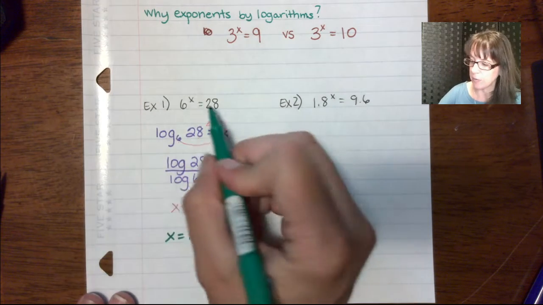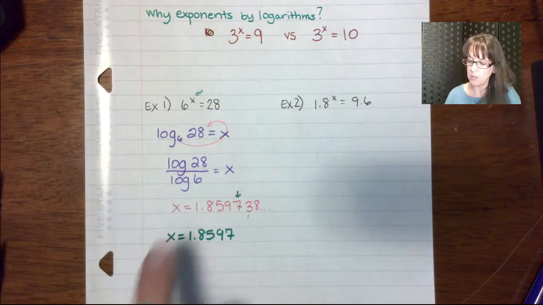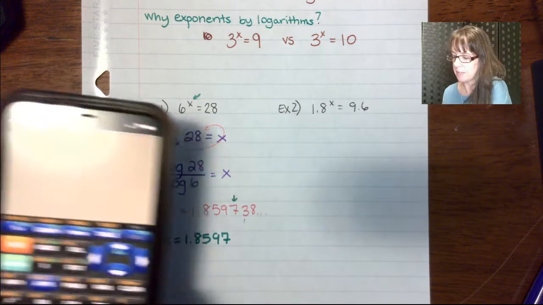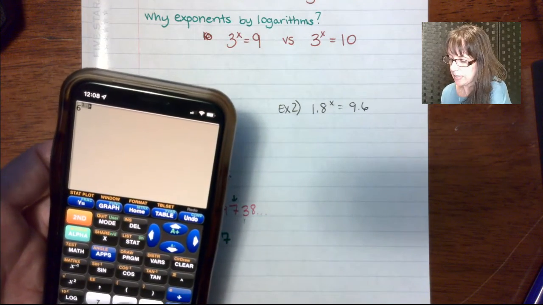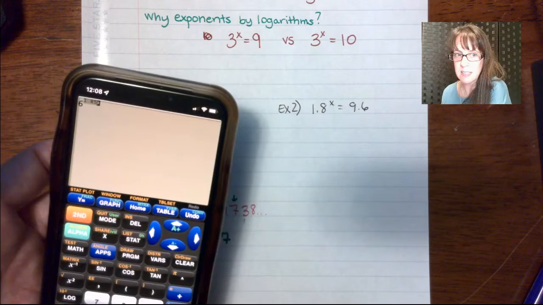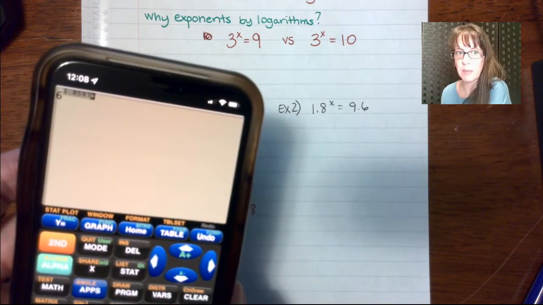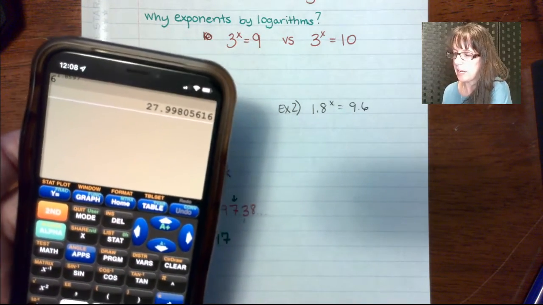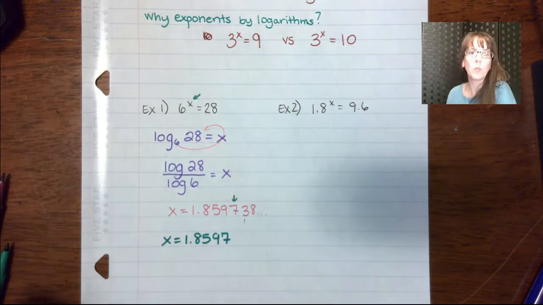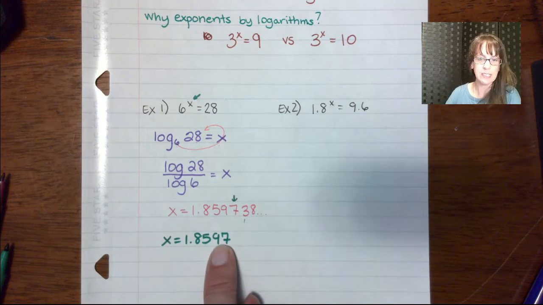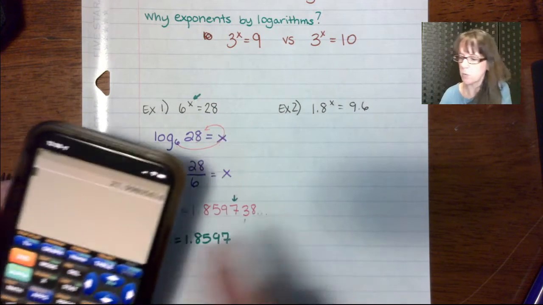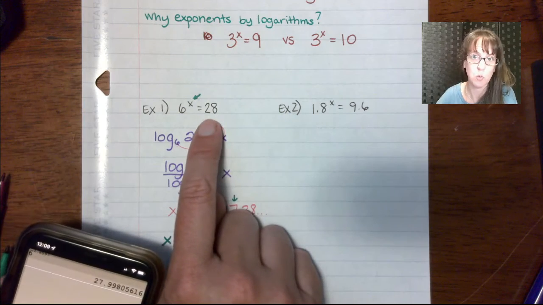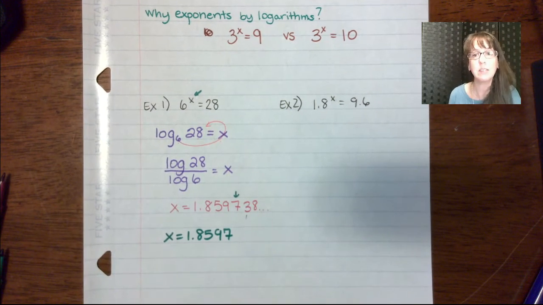If I were to plug that in for this x right here, 6 to the 1.8597 power. Kind of hard to see. Sorry about that, guys. You end up with 27.99805. That's because we're rounding and estimating here. It's an irrational number, a number that goes on forever and doesn't repeat. But 27.998 is really close to 28. So the more decimals you have at the end, the more accurate your answer is going to be. All right, so let's try that again.